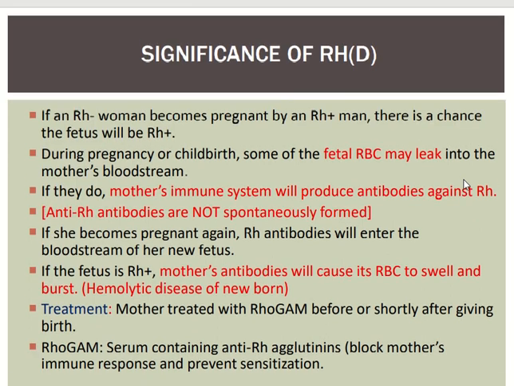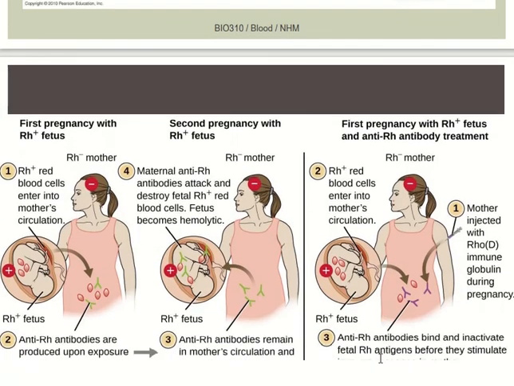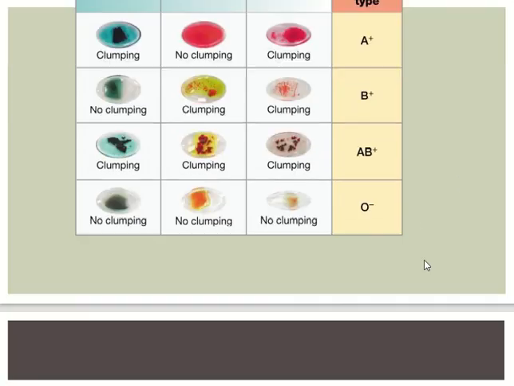So how do we treat this problem? The mother needs to be treated with RhoGAM before or shortly after giving birth. So what is RhoGAM? RhoGAM refers to the serum containing Rh agglutinins, in which the antibody will block the mother's immune response and also prevent the sensitization of the mother's antibody. This one is also similar, I already mentioned this earlier.